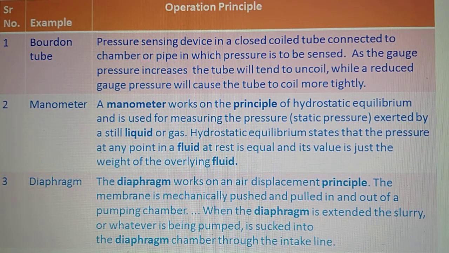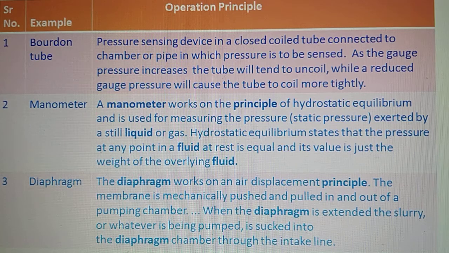And we know that pressure sensors act as a transducer. And what do you mean by transducer? A transducer is a device which converts one form of energy into another form of energy. This is called a transducer. So a pressure sensor is a transducer, and the various examples of pressure sensors are Bourdon tube, manometer, diaphragm.